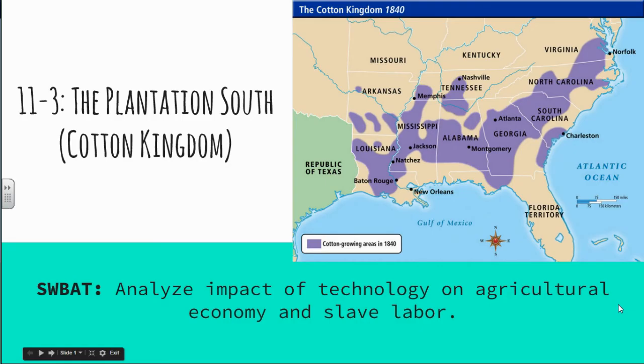So for your homework, well, your classwork on Monday and for your homework, you read about the North and how the Industrial Revolution affected the North. So in this section, we're going to talk about the South and the plantation South and what came to be called Cotton Kingdom. And especially in this case, what you're looking at is how technology, specifically a few particular innovations, had a huge impact on agriculture and especially on slave labor.